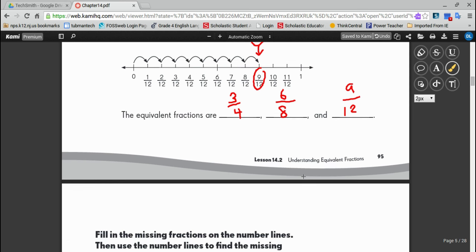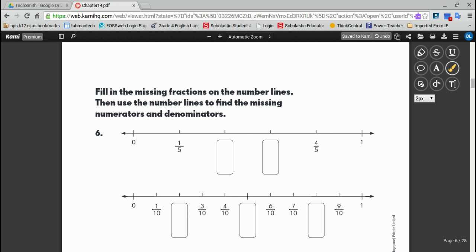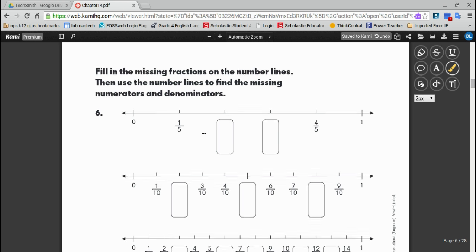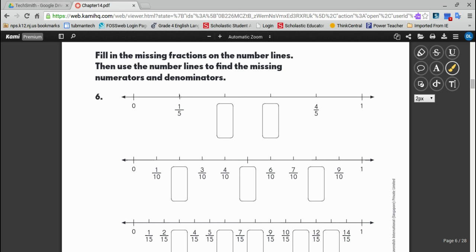Alright, and that's page 95. Let's move on to 96. Fill in the missing numbers on the number line, then use the number lines to find the missing numerators and denominators. Alright, so over here, if this is 1 over 5, or 1/5, then we're doing another 1/5, which means it's 2/5. Then we're doing another one, which is 3/5, then 4/5, and then 5 over 5, which is the same thing as the whole. So 1/5, 2/5, 3/5, 4/5, and 5/5.